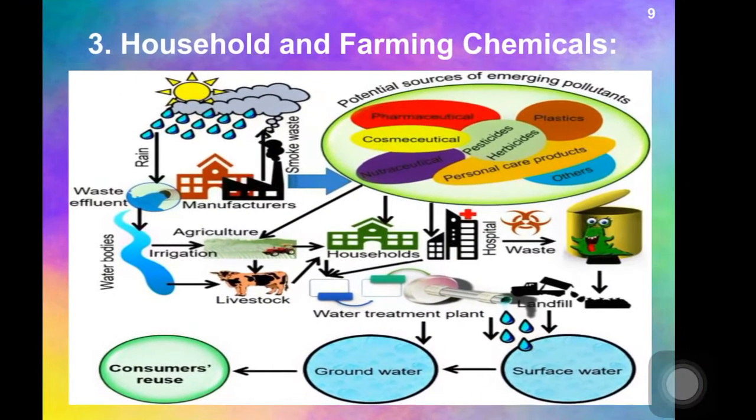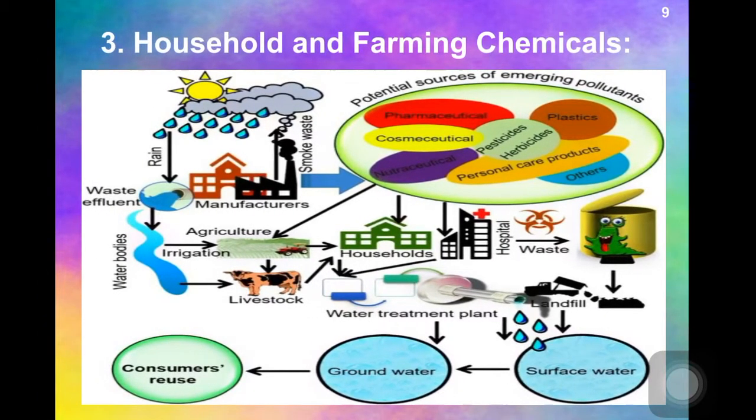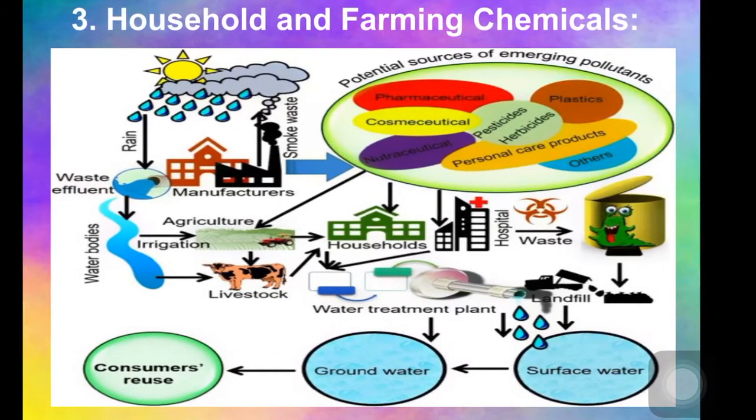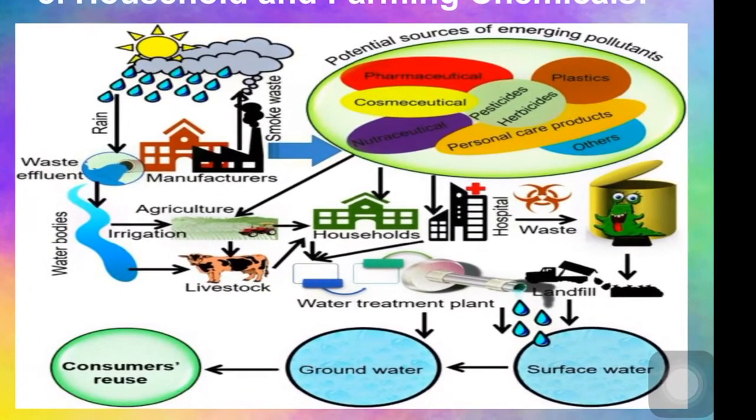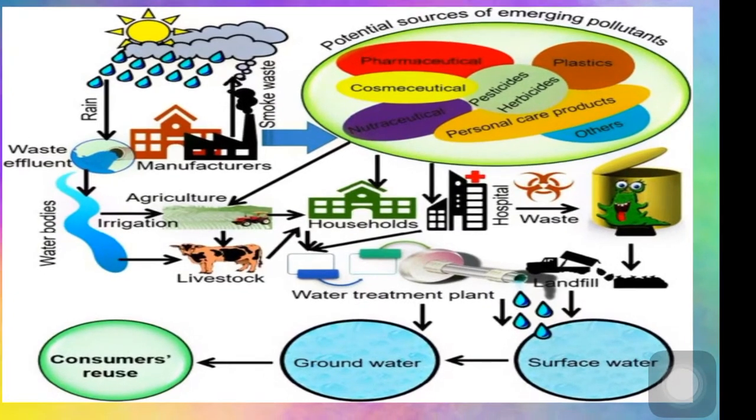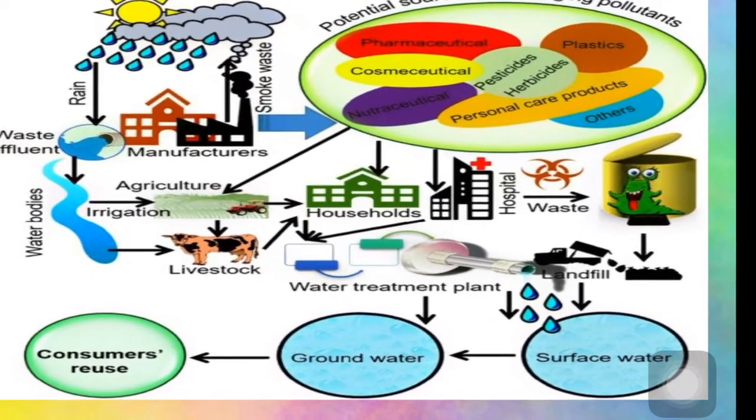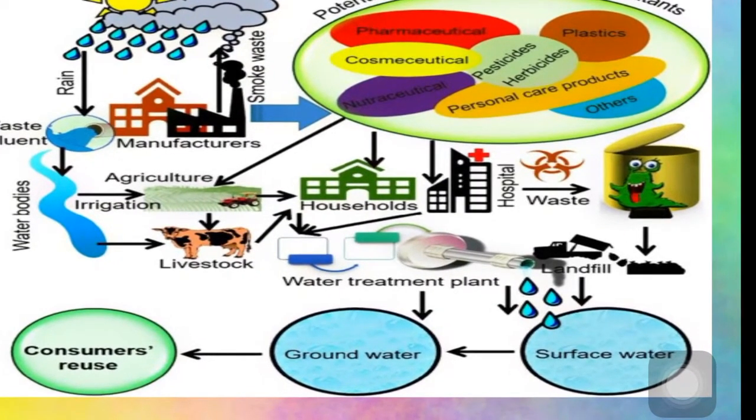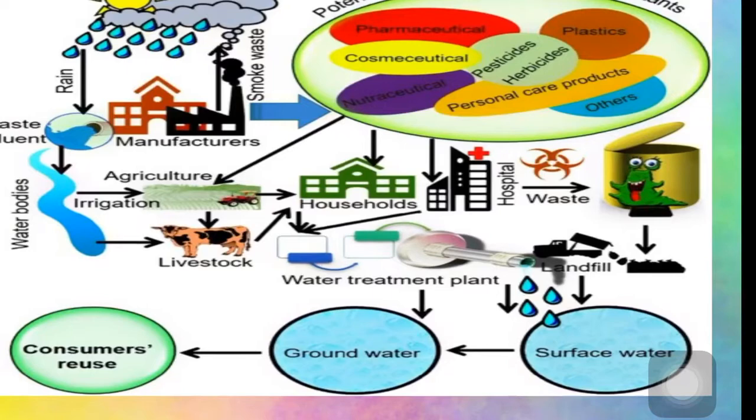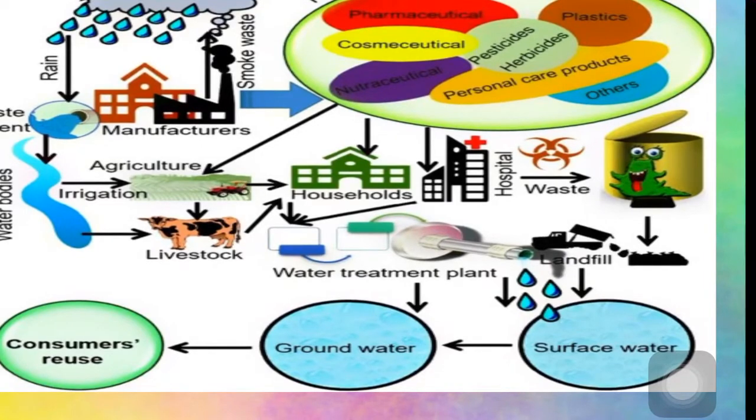Next is household and farming chemicals. Household chemicals are non-food chemicals that are commonly found and used in and around the average household. They are types of consumer goods designed particularly to assist cleaning, house and yard maintenance, cooking, pest control, and general hygiene purposes.